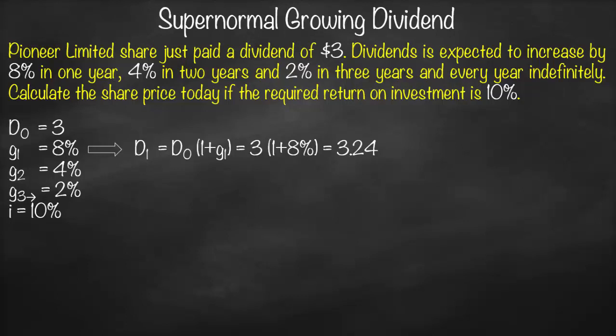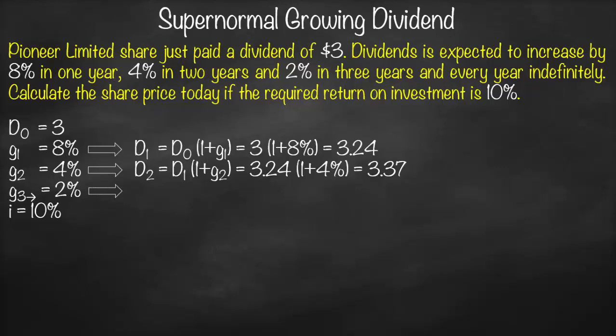Can we calculate the dividend in year 2 from last year's dividend, which is the dividend in year 1? Yes, we can. Use the same formula. The dividend in year 2 is equal to the dividend in year 1 multiplied by open bracket 1 plus the growth rate of this year, which is year 2, close bracket. So this is equal to 3.24, which we just calculated, multiplied by open bracket 1 plus 4% close bracket, which will give us 3.37.